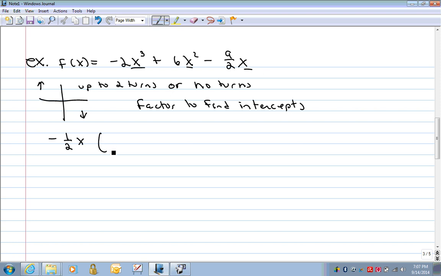All right, now what will I have inside? Well, if I take out 1/2, I would have to have 4 here. And this is a little tricky, so pay attention to that, 4x squared. So 1/2 times 4 would give me 2. Make sure you realize that. A negative times a positive gives me the negative, and an x times an x squared gives me x cubed.